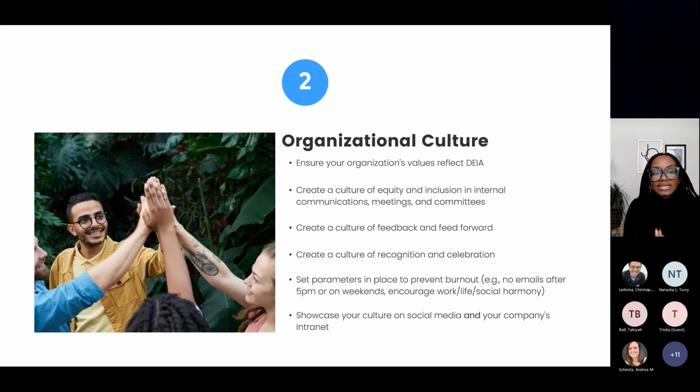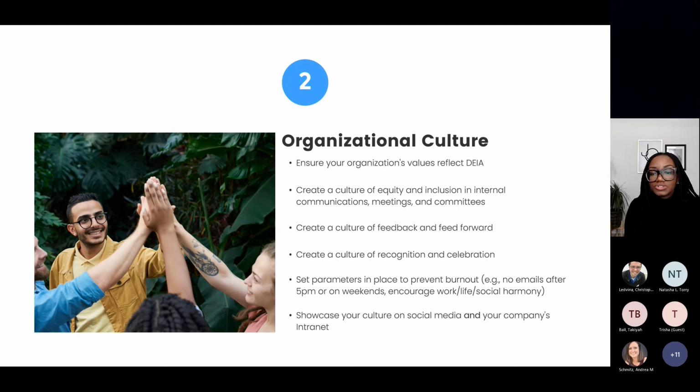Creating a culture of recognition and a culture of celebration. This is also extremely huge for talent attraction, total employee experience, and retention. It's a human need to feel that you belong, and to feel valued. And so having informal and formal recognition programs are very integral to that.